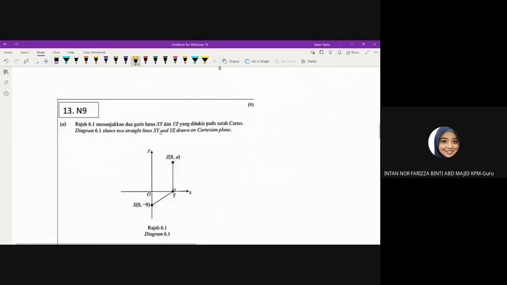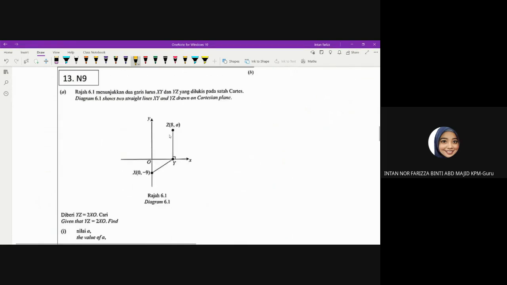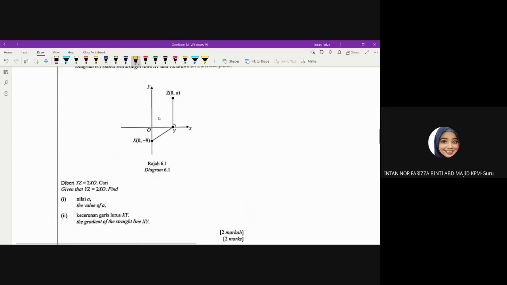Followed by, now is Negeri 9. Okay, Negeri 9 ni, dia guna konsep of ratio. Okay, tapi a very basic ratio yang tak susah pun. Okay, so now you are given 2 straight lines. Okay, apa dia? We have line XY and we have a vertical line YZ. Okay, so dia dah bagi dekat sini girls. Right, look at this one. YZ is equal to 2XO.